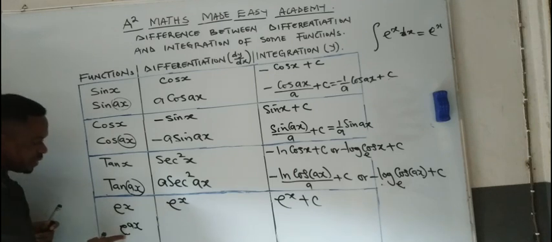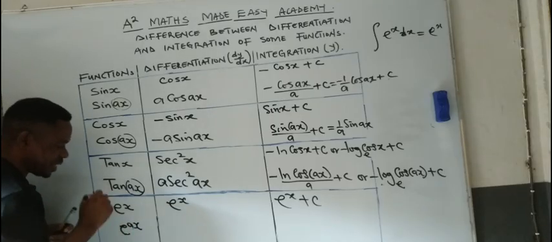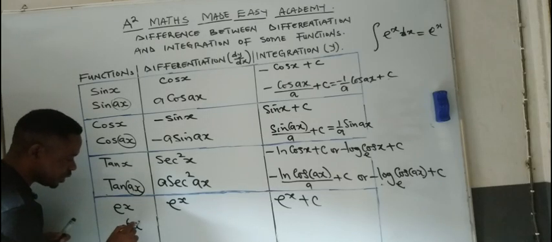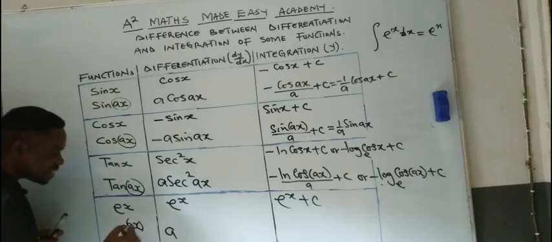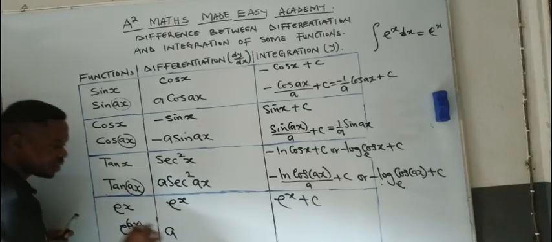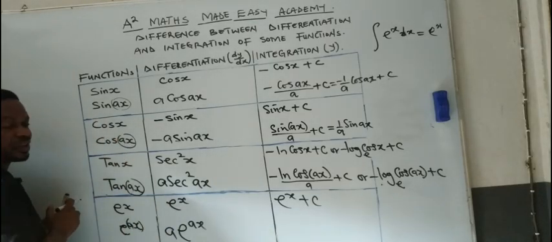Then the next one is this. There is a number that is attached to x. And what is it now? A. Then how do we differentiate exponential ax? The first thing we are going to do is to differentiate ax. It will give us a. Are you with me now? Then lastly is to repeat the question. The question is exponential ax. Do you understand? That is the derivative.